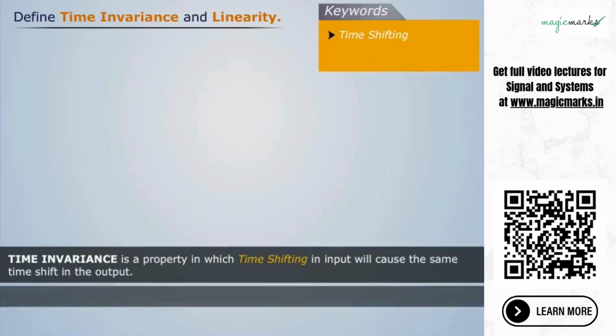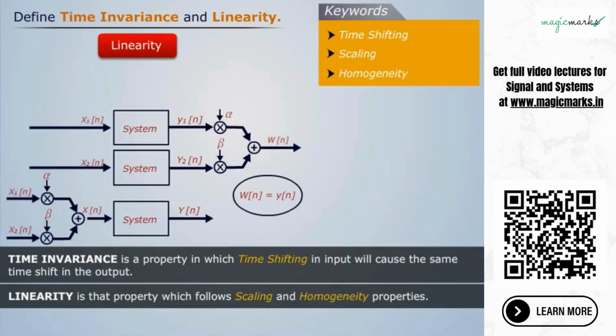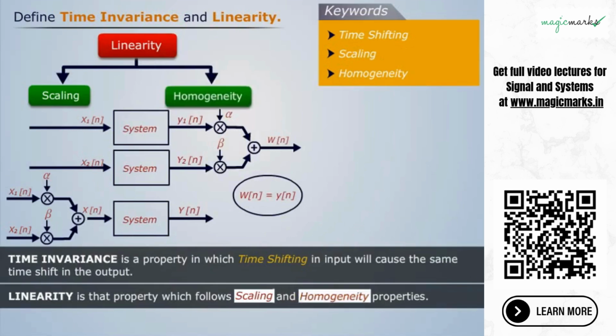Now moving towards linearity in systems, which follows two properties. The first one is scaling, and the second one is superposition or homogeneity. That is, from the figure, w of n must equal y of n.